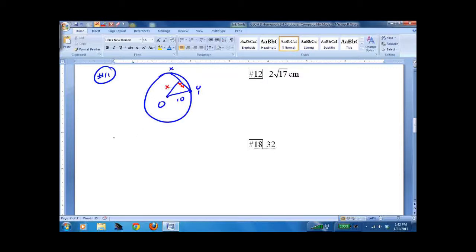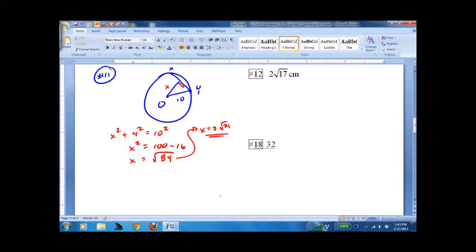Call it x. X squared plus 4 squared equals 10 squared. X squared equals 100 minus 16. X equals the square root of 84. So we're looking at, I'm just gonna keep it tight because we're running out of space. X equals 2 root 21.